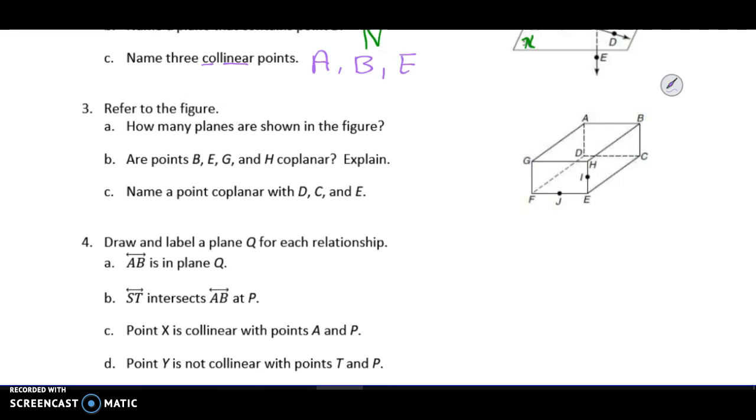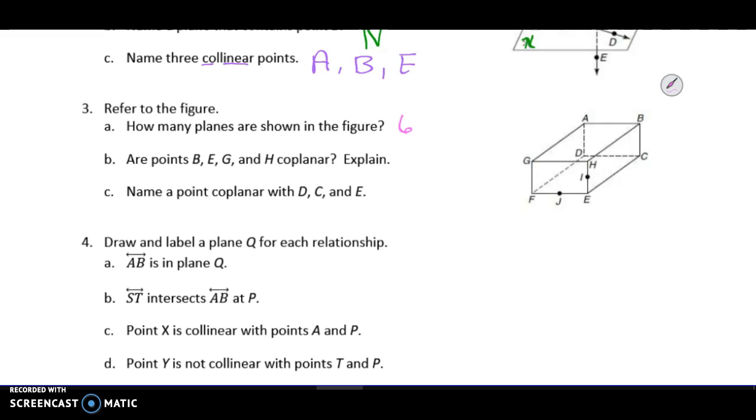Refer to this figure at the right. How many planes are shown in the figure? So this is on your, they're trying to screw you up. It's really hard when you're looking at 3D things on a 2D surface, but if you think of it like a tissue box, how many planes are there? How many sides are there? So we have 6.